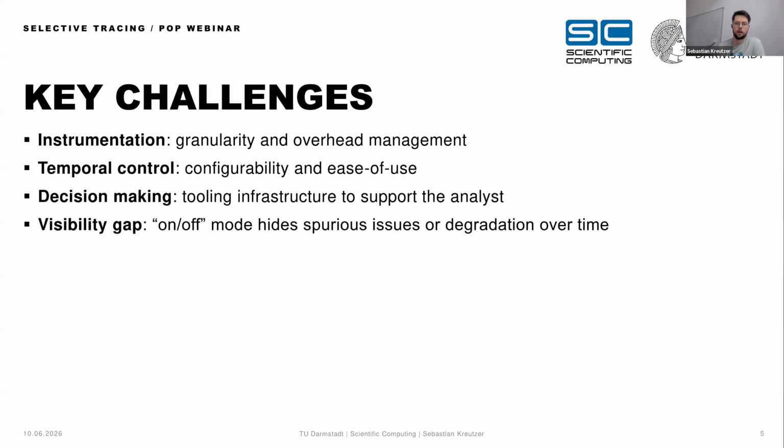Right. So we are looking into how to maybe enable a better workflow for such tools, especially regarding these three axes of selective trace control. And we identified 4 key challenges. So first, there's the instrumentation challenge. You want to have a reasonable granularity, and also you want to manage the overhead. So just instrumenting everything is not feasible in most cases.